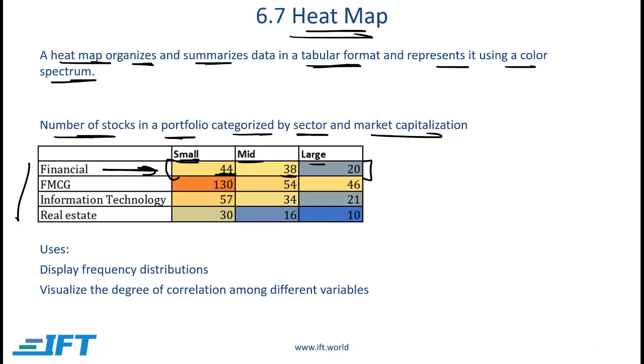But what's different about a heat map is that a color code is being used to indicate where we have a higher number and where we have a lower number. So this dark orange number is indicating a high number of 130. Then the light orange indicates numbers that are lower than that.